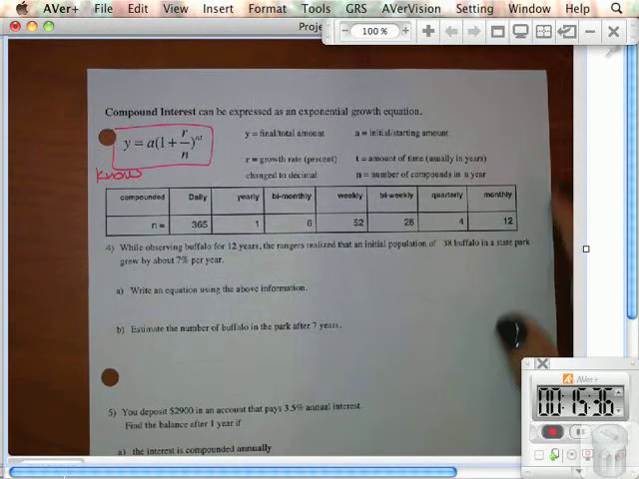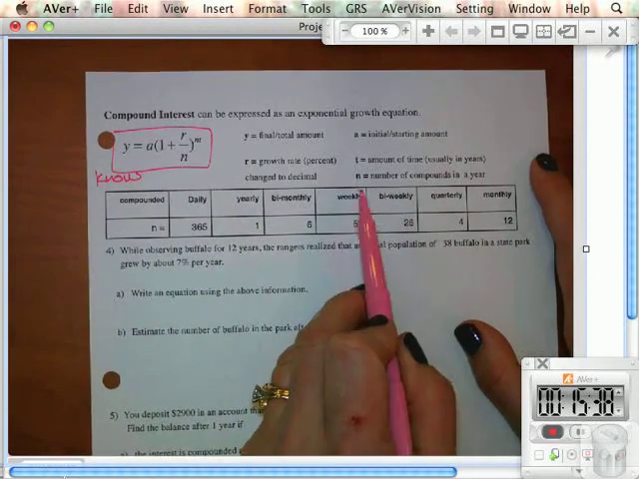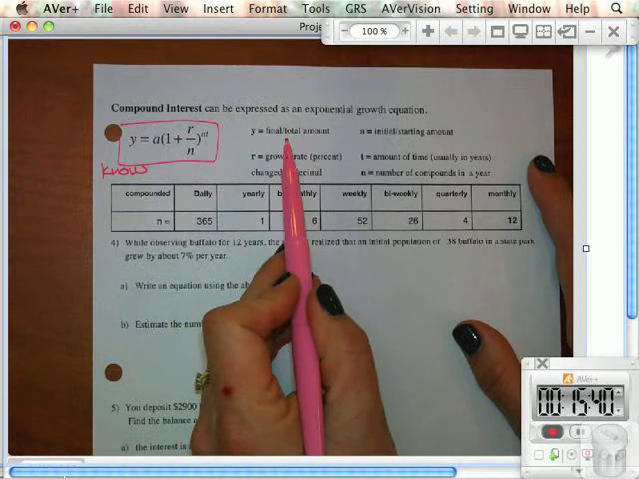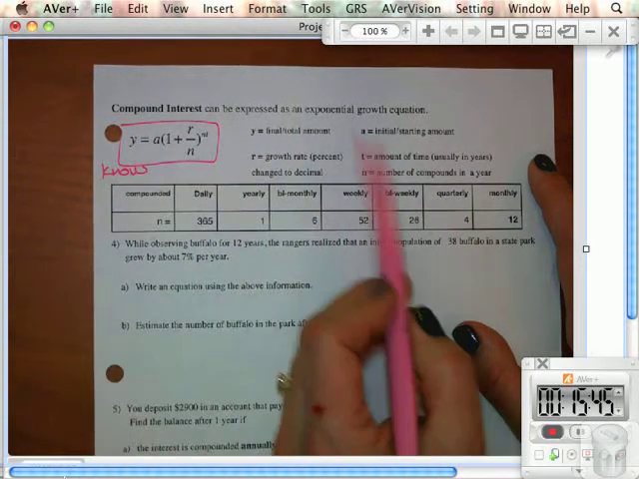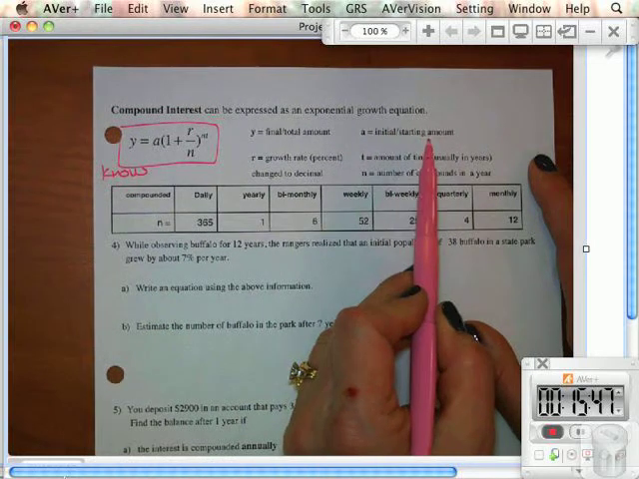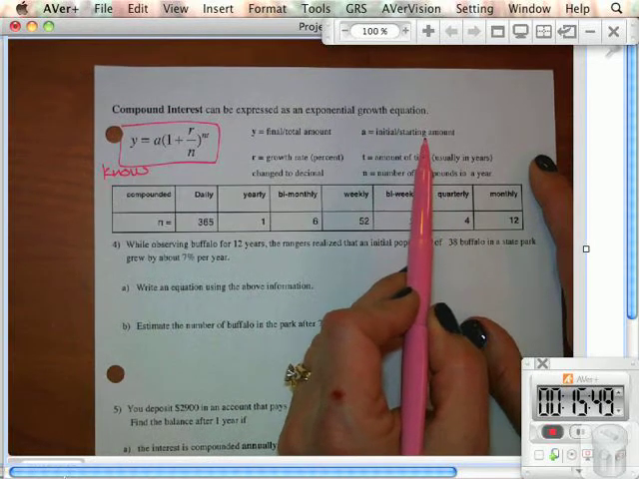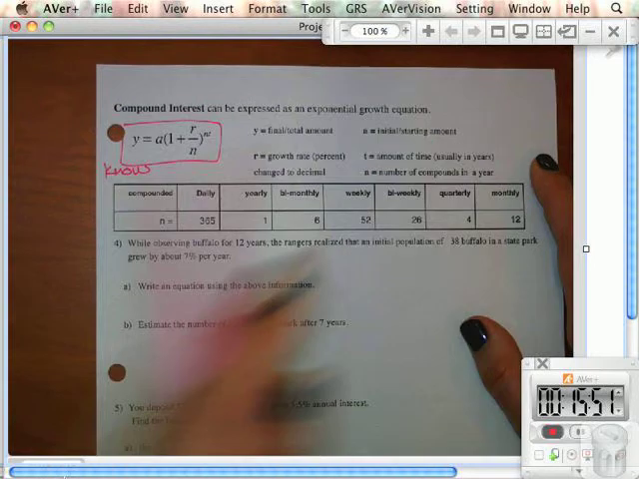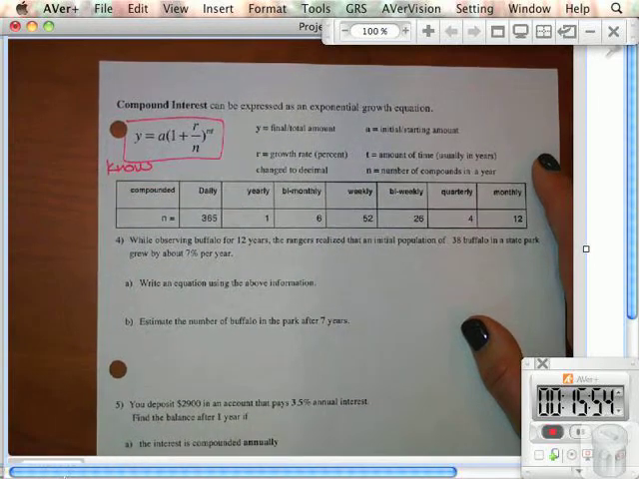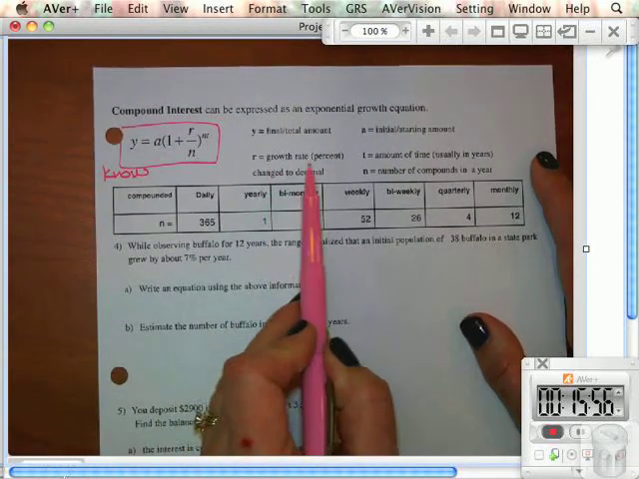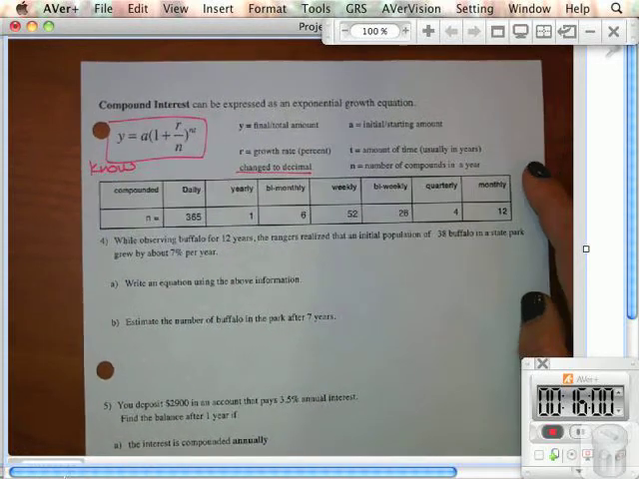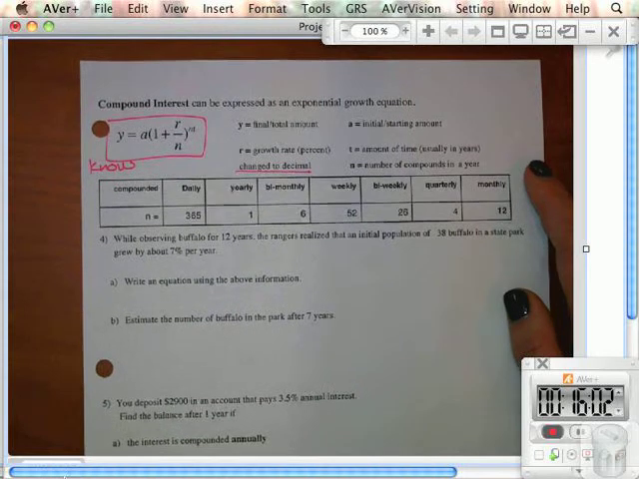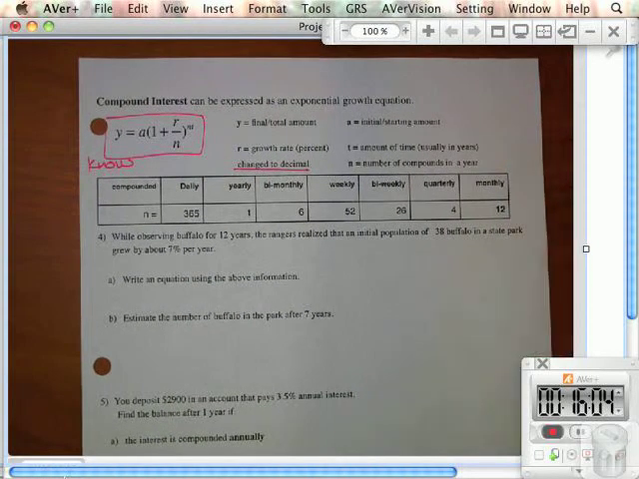This here tells you what all of the variables mean. Y is the final amount, the money you'll make or lose. Actually, this is make only. A is the initial amount you start with. Let's say your rich uncle gives you $2,000. That's your A. That's your starting amount if you put it in an account and start to earn interest, okay? R is your growth rate, but you're always going to write it as a decimal. And T is the amount of time, usually in years. And N is the number of compounds in a year.